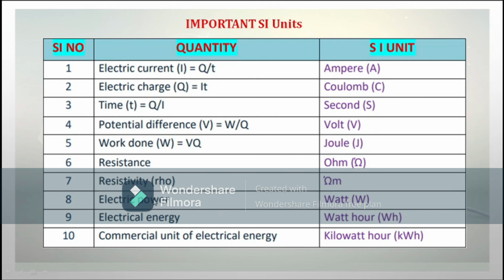Then we come to the next point, that is electric power. The SI unit of electric power is watt. And the next point is electric energy. The unit to denote electrical energy is watt hour, that is Wh. Then the commercial unit of electrical energy is the kilowatt hour, which we just discussed before this.